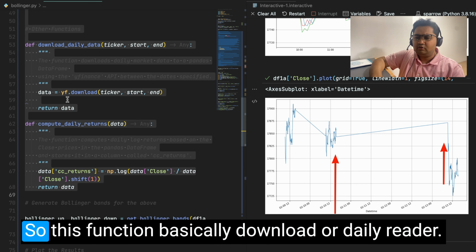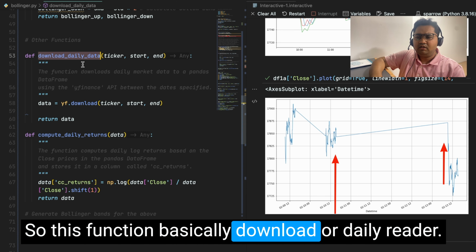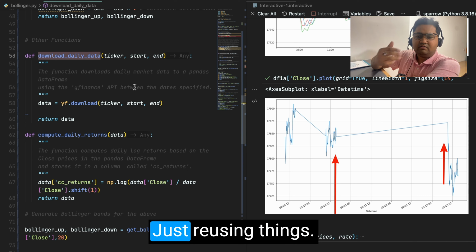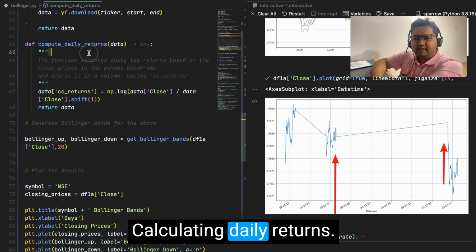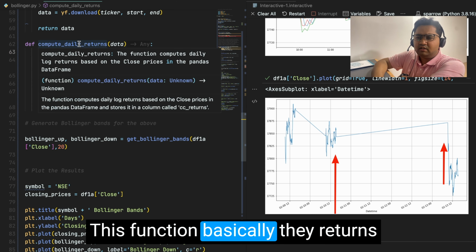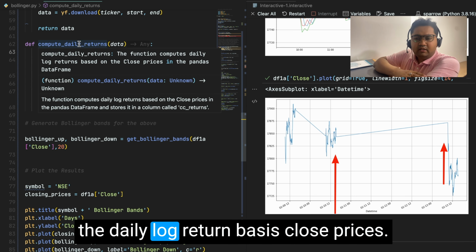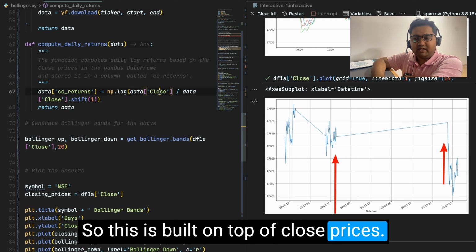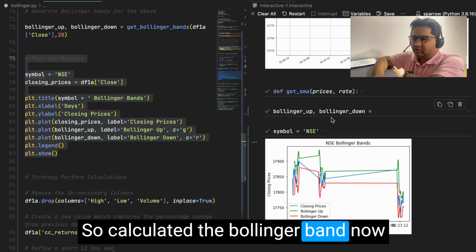Let me just run it. So this function basically downloads daily data. It's just a convenient function, just reusing things. Calculating daily returns. This function basically returns the daily log return based on close prices. So this is built on top of close prices. So I calculated the Bollinger Band and now plot it.